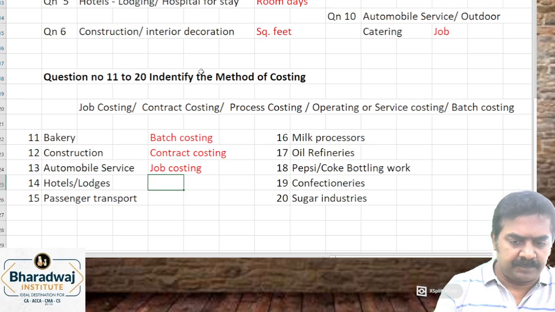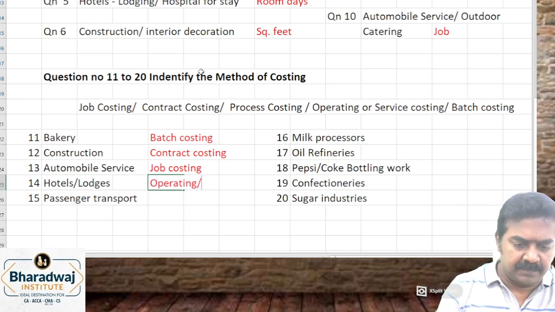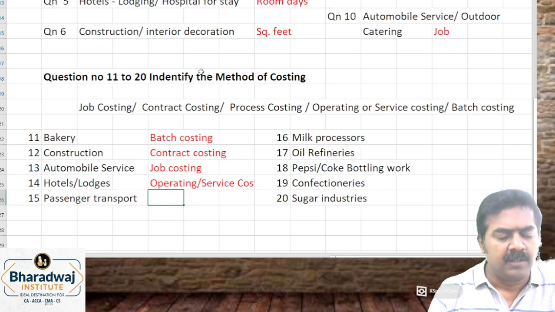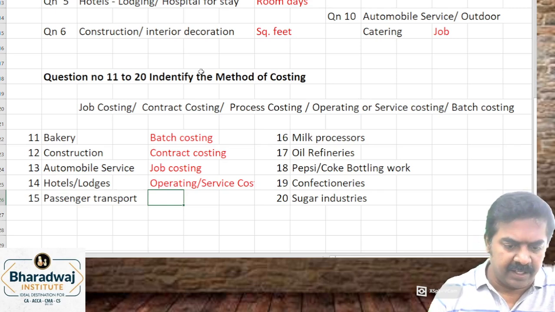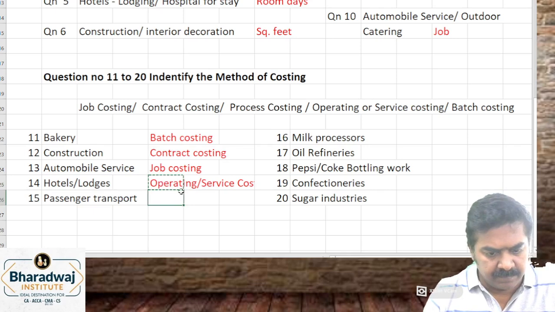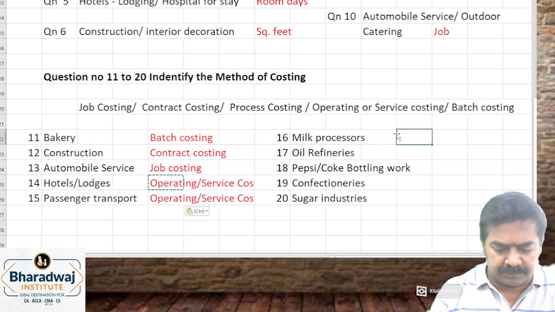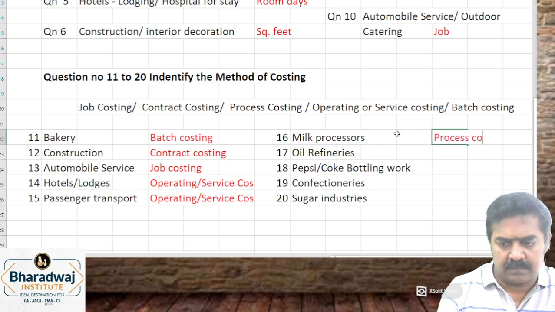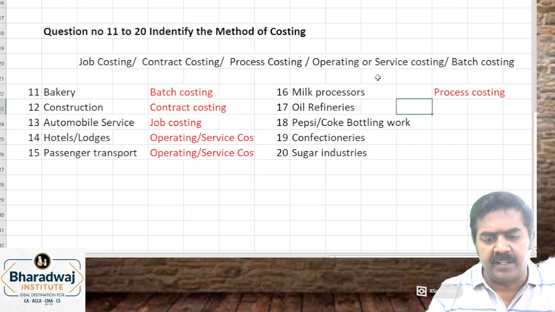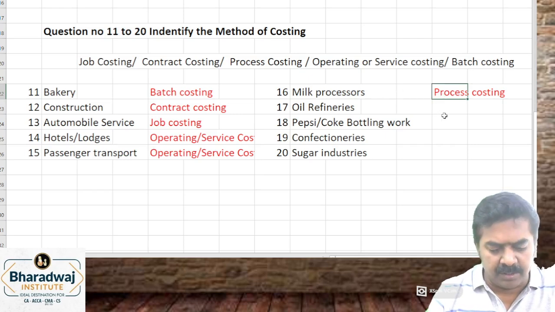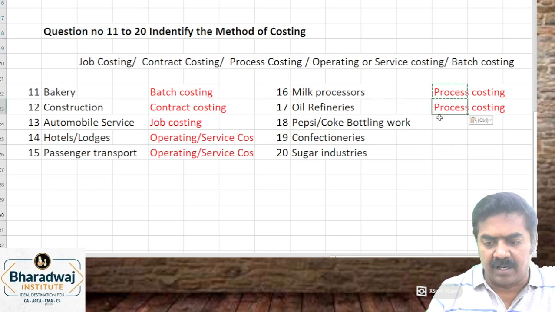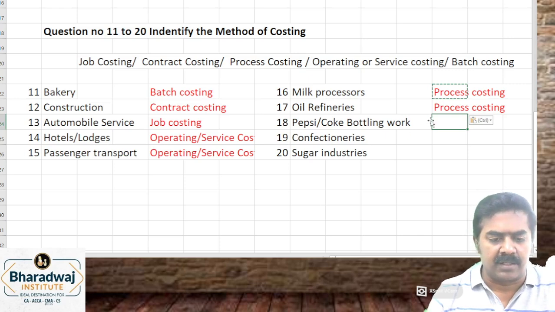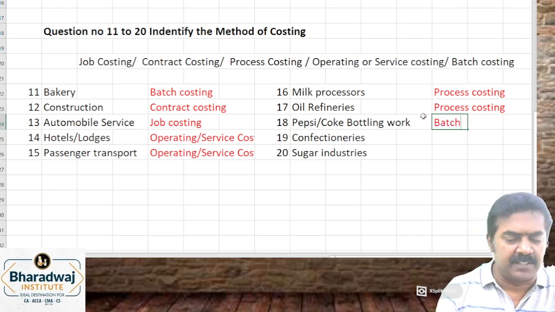Hotels, lodges, operating or service costing. Then passenger transport, again operating or service costing. Milk processors, both. Oil refineries, petroleum refineries, maybe cooking oil or petroleum oil, process costing. Pepsi and Coke bottling work, they do it as a batch.